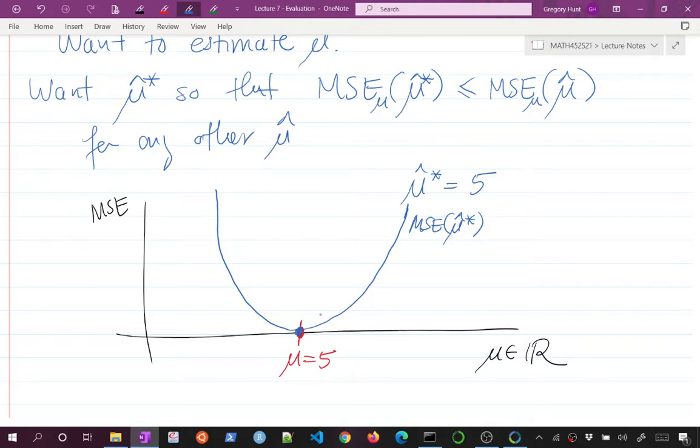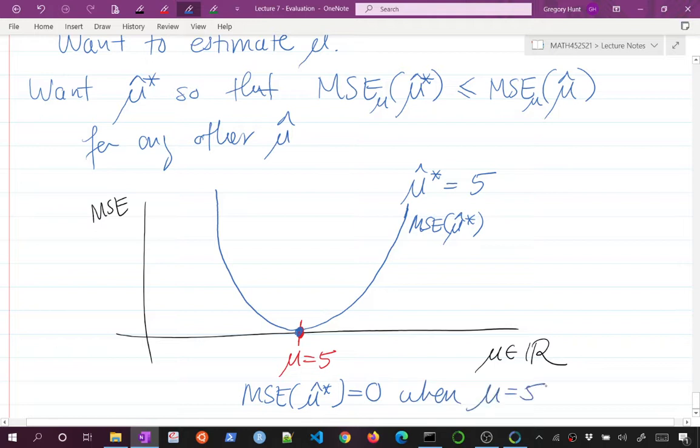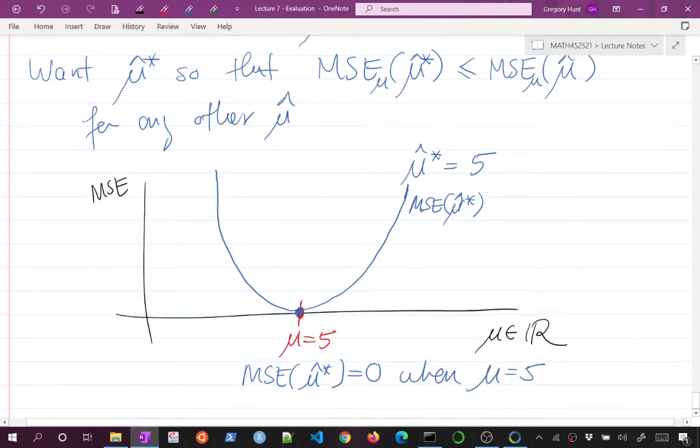However, the MSE of this kind of silly estimator is 0 when the truth is actually 5. And so we've kind of minimized the MSE for that particular value. And you could play this game with any other value. 5 is arbitrary, right?